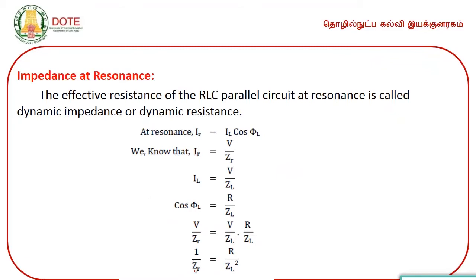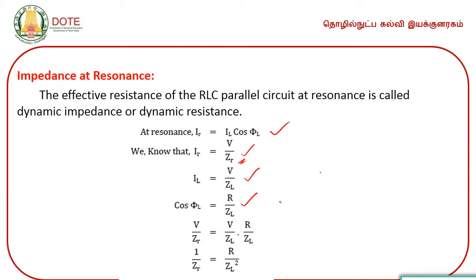Then what is the impedance at resonance? The effective resistance of the RLC parallel circuit at resonance is called the dynamic impedance or the dynamic resistance. At resonance, IR is equal to IL cos phi L. We know that IR value is equal to V by ZR, where V is the applied voltage and ZR is the impedance. So, IL is equal to V by ZL, cos phi L is equal to R by ZL.